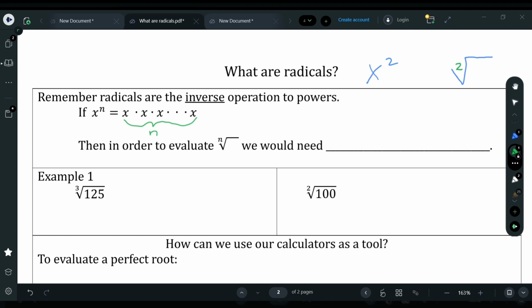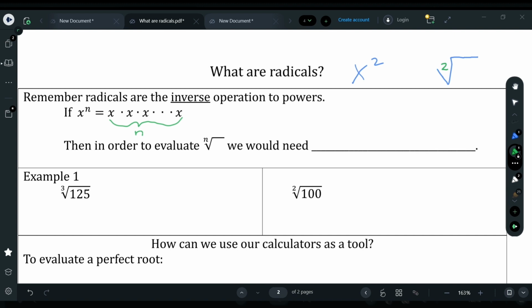And it says here, in order to evaluate the nth root, there's two ways we're going to do it. We're going to do it with a calculator and without a calculator. And to do it without a calculator, we're going to need a list of perfect powers.